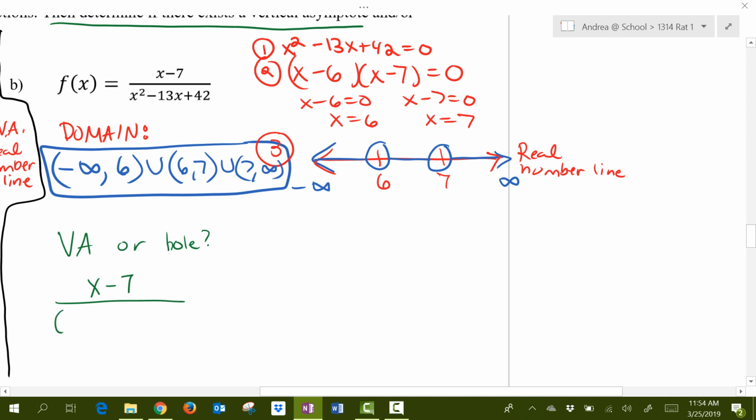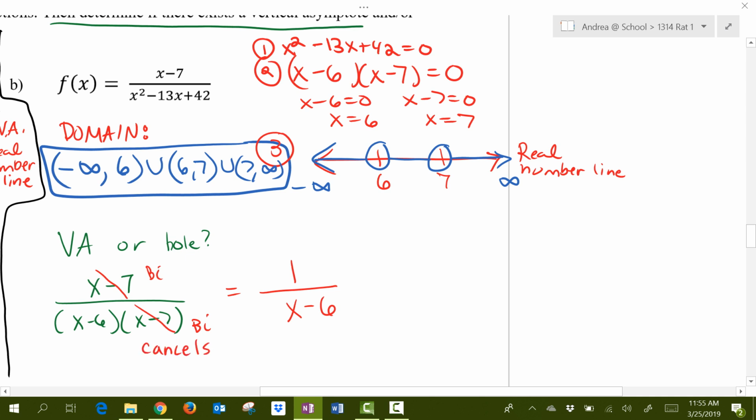So the top doesn't factor, but the bottom will factor as x minus 6 and x minus 7, and we want to know if anything cancels. So in this case, x minus 7 is a binomial that has an identical binomial in the denominator, also x minus 7. So our reduced fraction would be 1 over x minus 6.